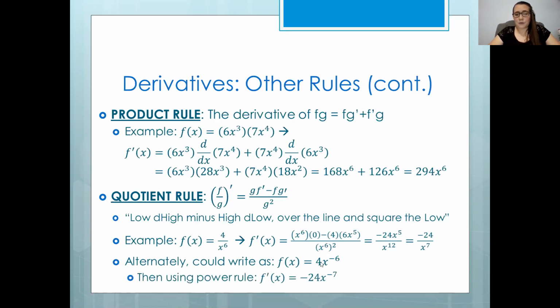According to the power rule, 4 times negative 6 is negative 24. Subtract 1 from the exponent, negative 6 minus 1 is negative 7. That gives us the same final answer, negative 24x to the negative 7, which is the same thing as negative 24 over x to the 7th. So there are really two ways you could have done this example, depending on how attentive you are and how creatively you can rewrite these functions.